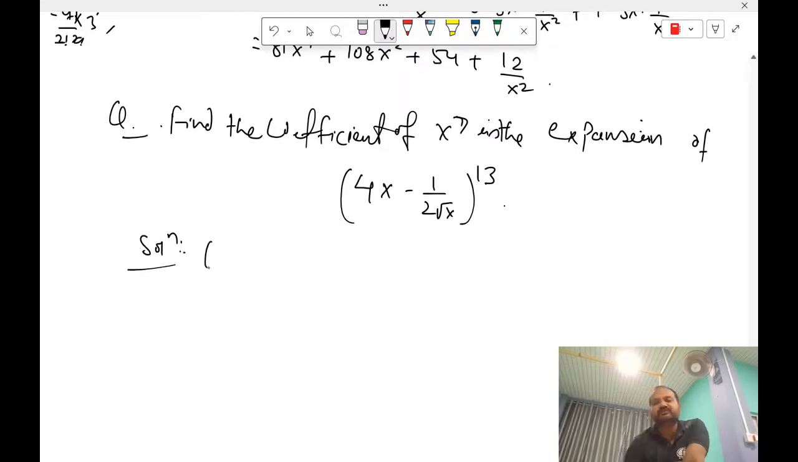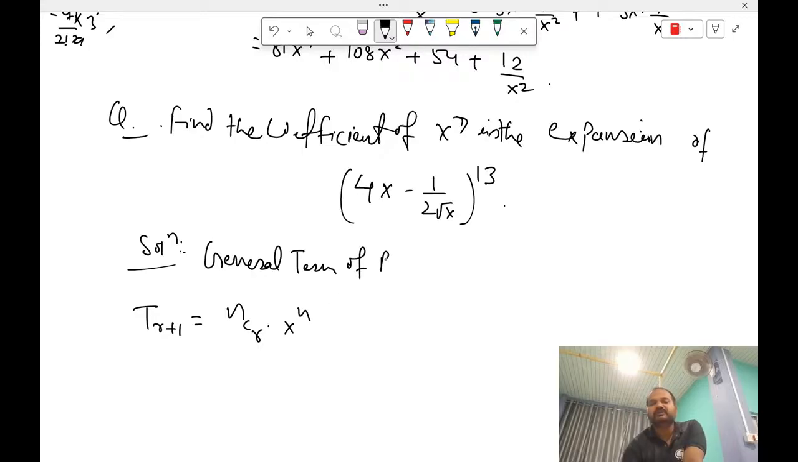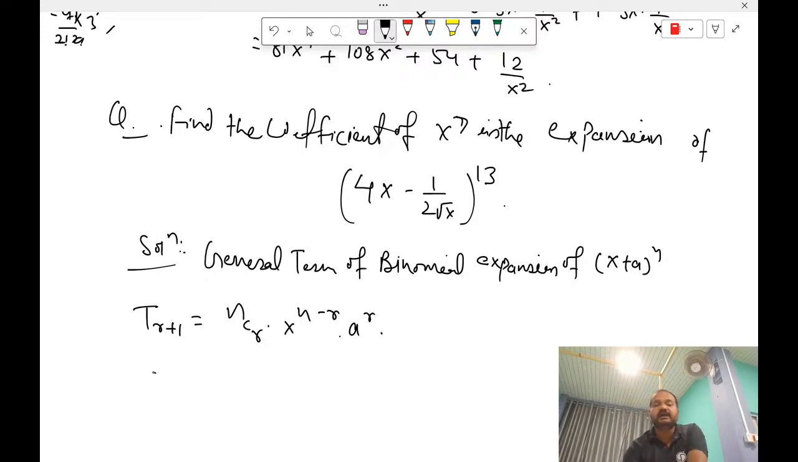So we know the general term of the expansions. The general term in the binomial theorem, T(r+1), will be nCr into x to the power n minus r into a to the power r, which is the general term of the binomial expansion of (x + a) whole to the power n. So here we will try to get T(r+1) for this binomial expansion.